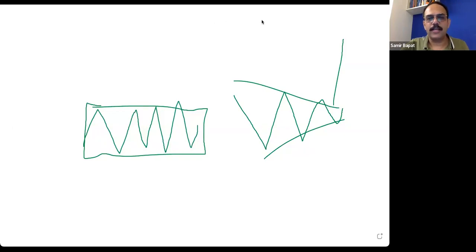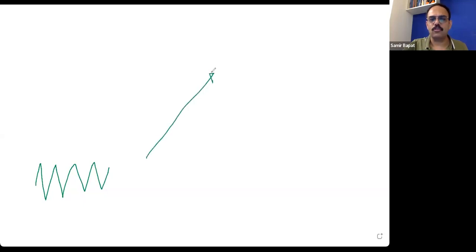So there are only two types of movements in the stock market. One is consolidation, where it moves sideways. Another is the breakout, where it goes straight up. When it is going up, it's an uptrend, or after consolidation it can go down also, a downtrend.